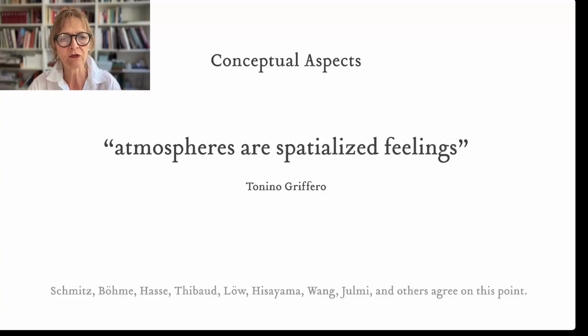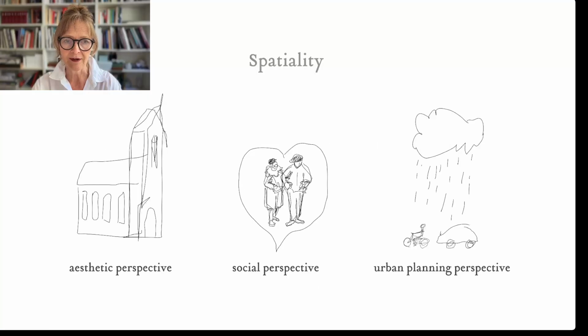In his book, Atmospheres: Aesthetics of Emotional Spaces, Tonino Griffero writes, "Atmospheres are spatialized feelings. That is to say, they are the specific emotional quality of a given lived space." The spatiality of atmospheres is widely acknowledged across disciplines and cultures. Following Hermann Schmitz, spatiality manifests as either constriction or expansiveness. It is bodily sensed. However, interpretations of spatiality within atmospheres vary greatly.